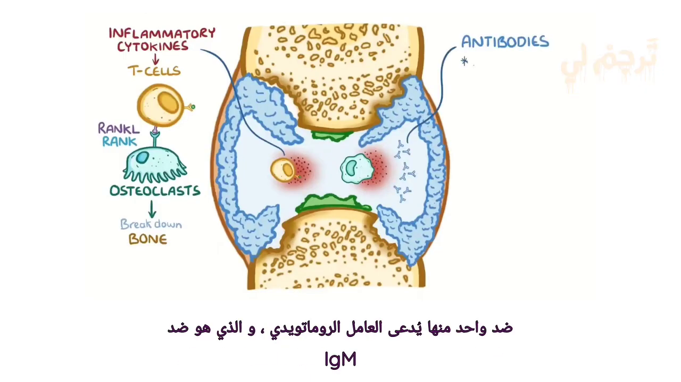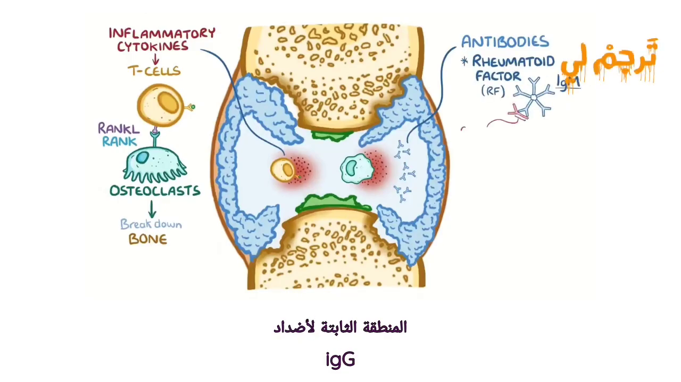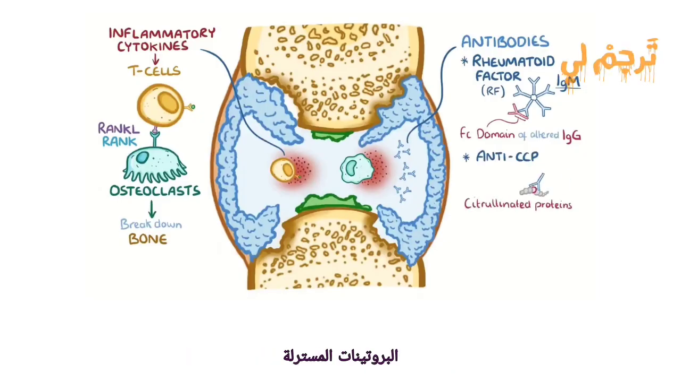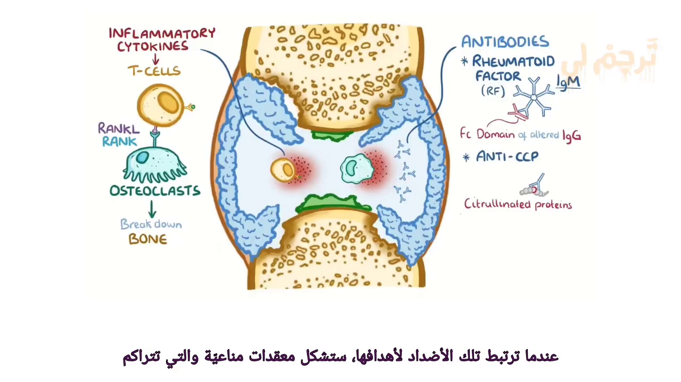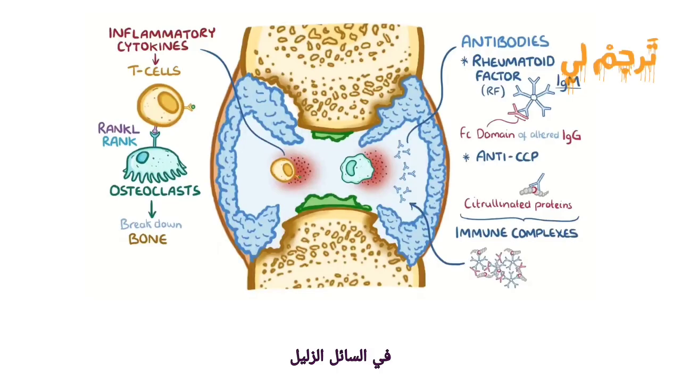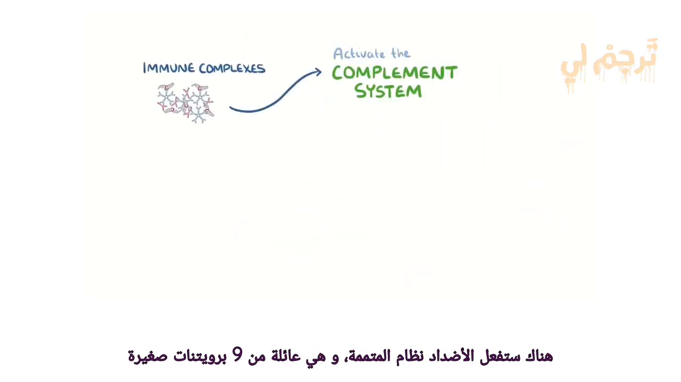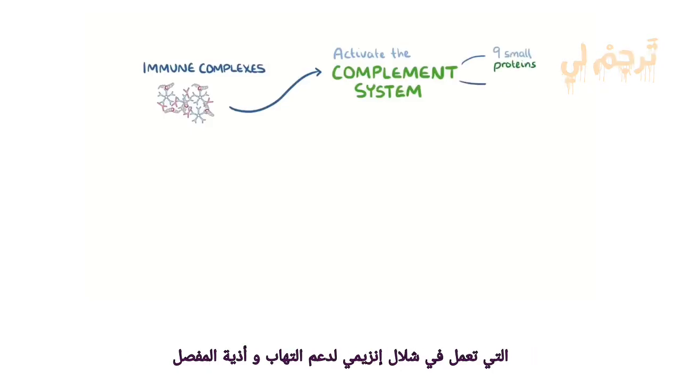One antibody is called rheumatoid factor, or RF, which is an IgM antibody that targets the constant Fc domain of altered IgG antibodies. Another antibody is anticyclic citrullinated peptide antibody, or CCP, which targets citrullinated proteins. When these antibodies bind to their targets, they form immune complexes which accumulate in the synovial fluid. There, they activate the complement system, a family of 9 small proteins that work in an enzymatic cascade to promote joint inflammation and injury.